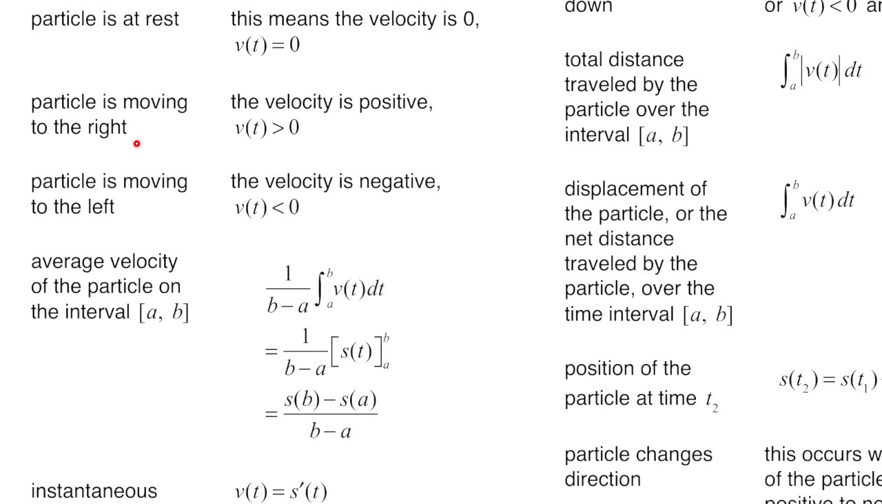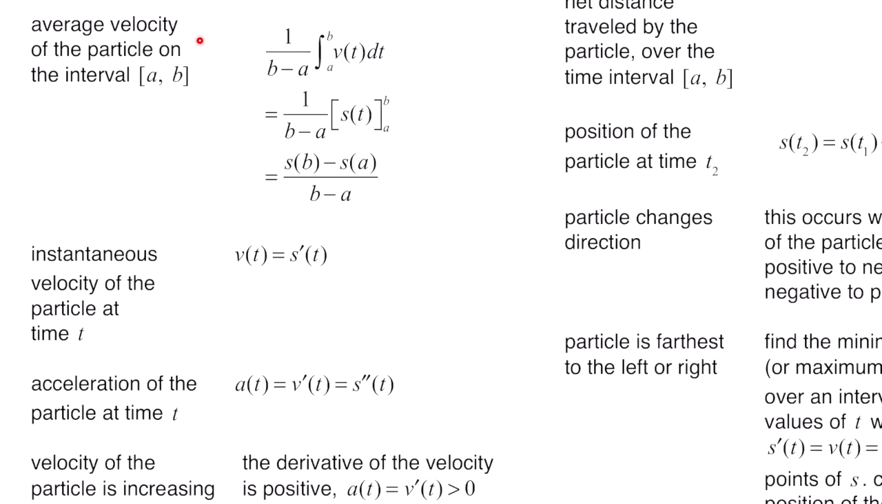When a particle is moving to the right, remember velocity indicates direction. So when your particle is moving to the right, that means your velocity is positive, or we would say v of t is greater than 0. Given the context of a problem, a particle could also be moving up or forward, and same thing, velocity would be positive or v of t would be greater than 0. Next we have a particle is moving to the left, and again, it also could be down or backwards, and for any of those, that means velocity is negative or v of t is less than 0.